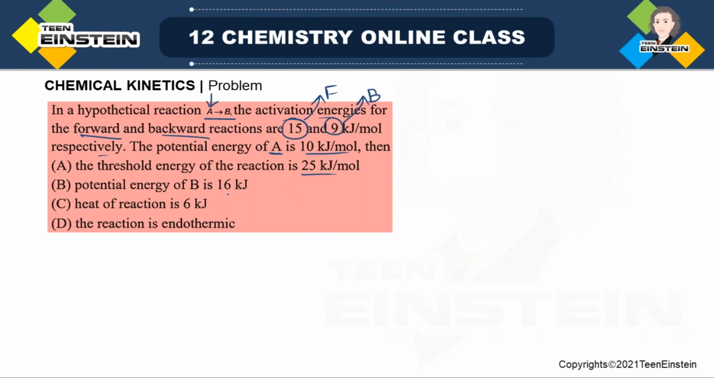Potential energy of B is 16 kilojoule per mole. Per mole is not given, simply the value is given. Heat of reaction is 6 kilojoule, and the reaction is endothermic in nature.